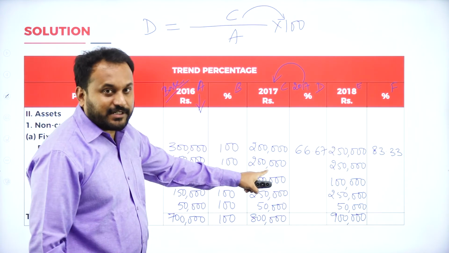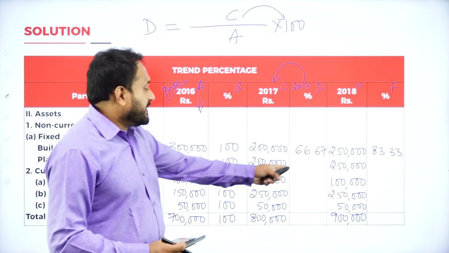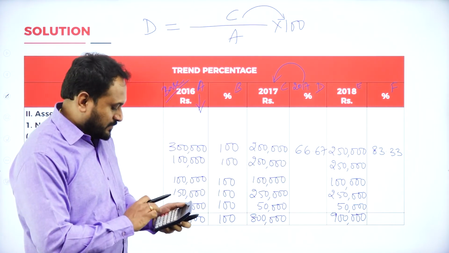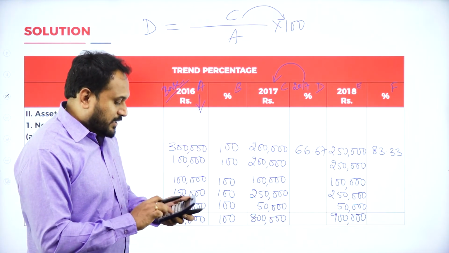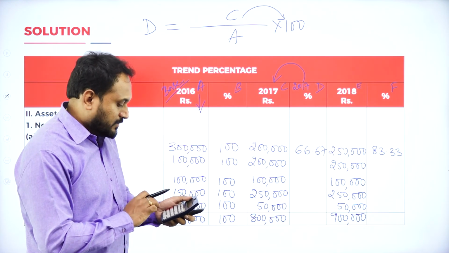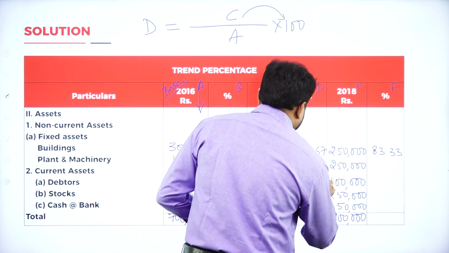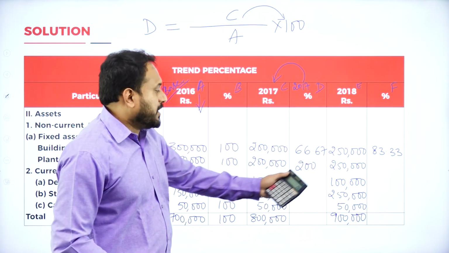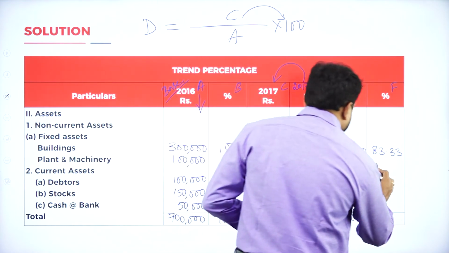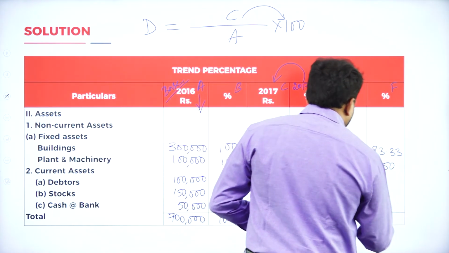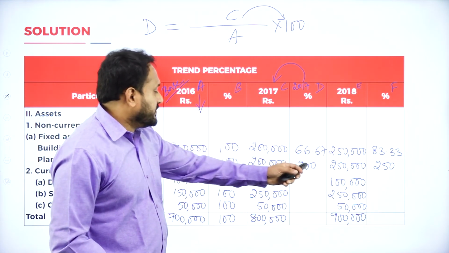So 2 lakh how much is it? It is the double kind of a thing. It will come 200, but let's calculate this. Now 2 lakh into 100 divided by 1 lakh is 200. So this will be how much? 250. How did we calculate? 2 lakh 50 into 100 divided by 1 lakh is 250.